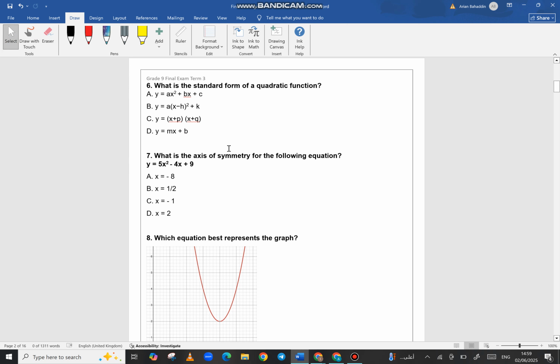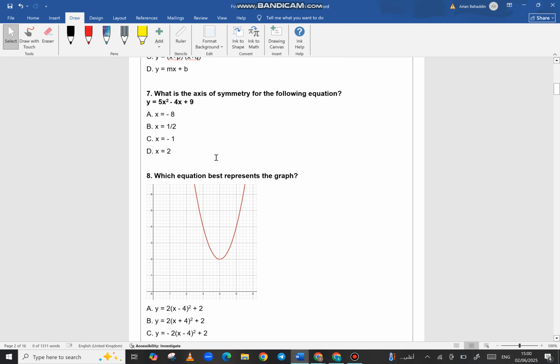What is the standard form of a quadratic equation? You just need to memorize this. Y equals ax squared plus bx plus c. Now we know c is going to be a number, b is going to be a number, and a is going to be a number. But the x squared and the x would stay the same if there was a value for each.